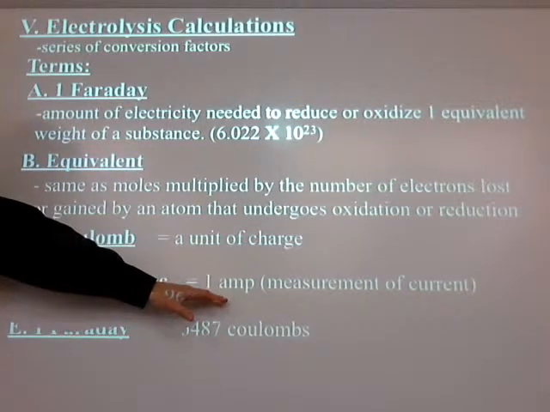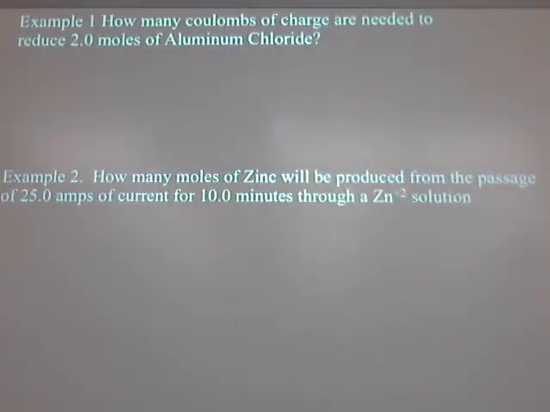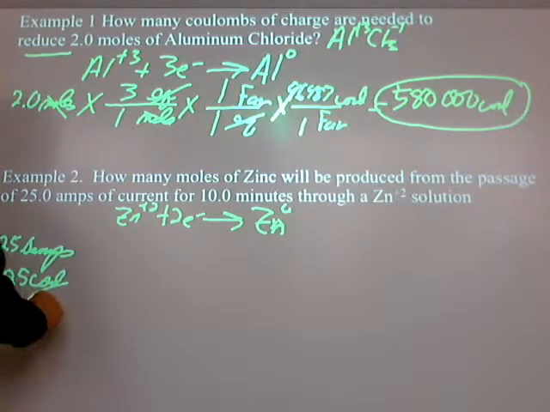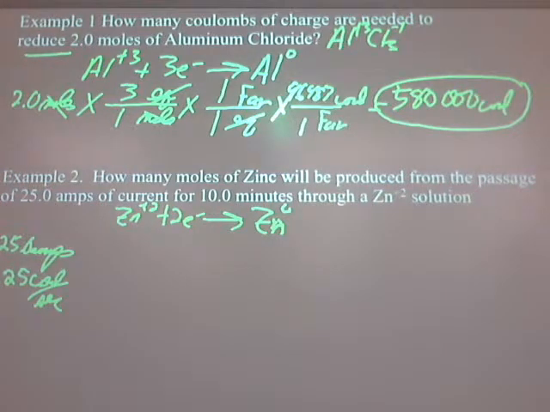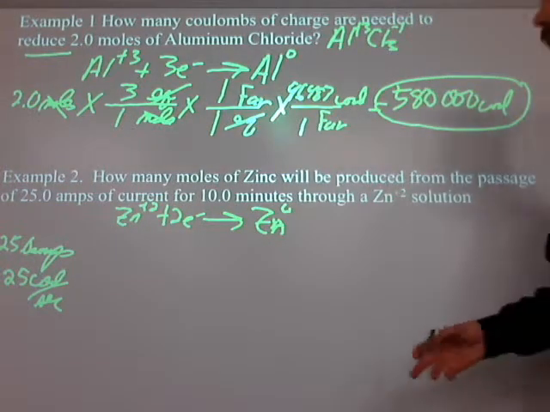Amps are another name for what? Coulombs per second. So I can simply rewrite 25 amps as 25 coulombs per second, 25.0. Again, I'm trying to save as much space as I can because I know I won't have a whole lot of room here.